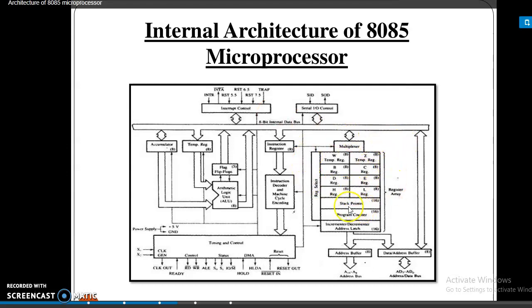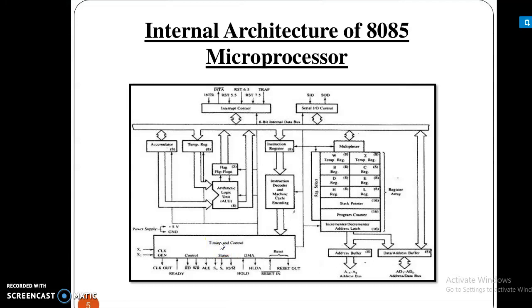And then these are the basic 8-bit general purpose registers: B, C, D, E, H and L. B is a general purpose register. It is used to store 8-bit data. If you want to store 16-bit data, you can combine these pairs: BC, DE, HL. And the timing and control signals are used to generate the control signals according to the clock cycles. So these are the internal architecture of the Intel 8085 microprocessor.